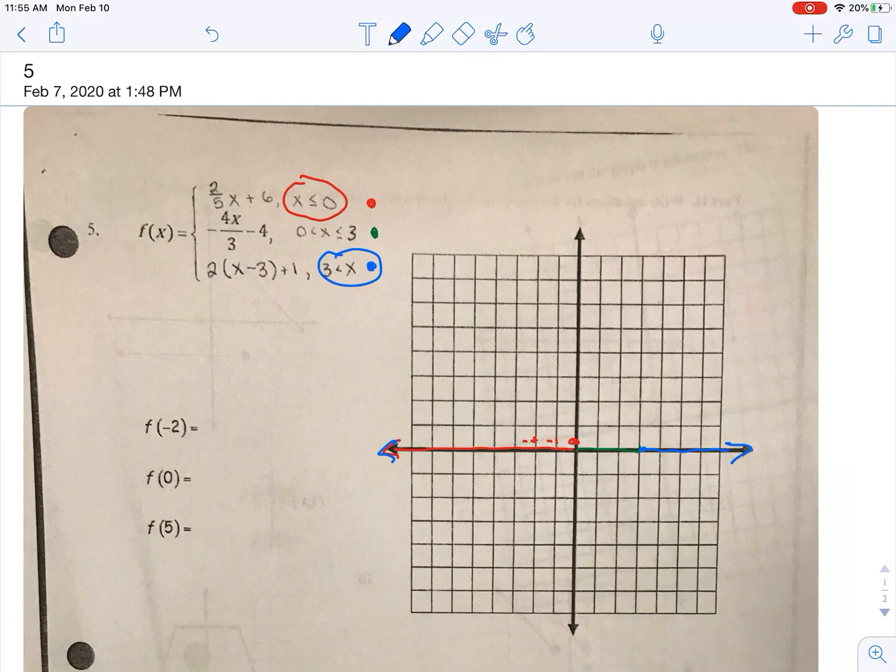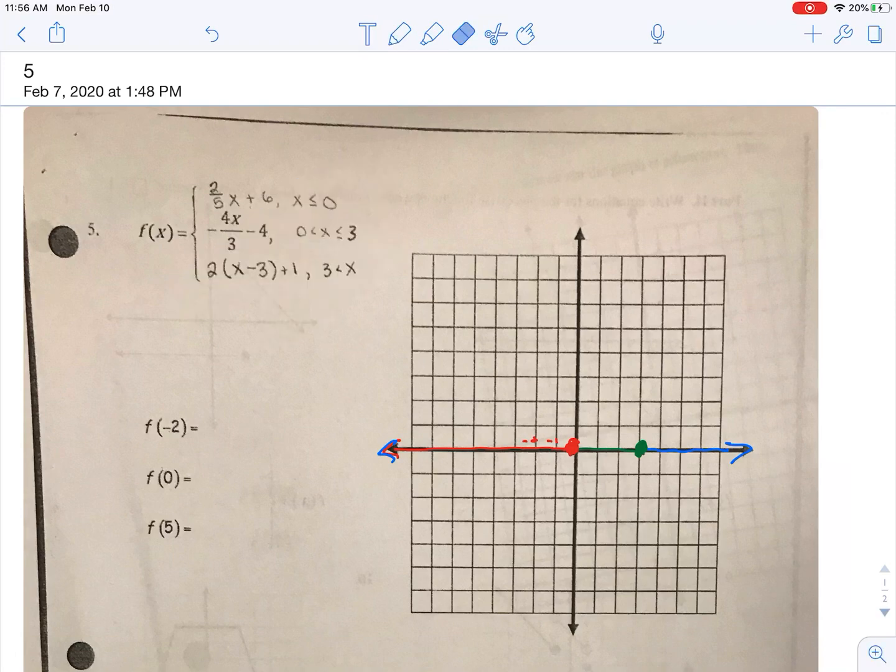The only thing I have to think about is the transition points. There's only a couple here. When I'm at 0, is it a part of the top one or the second one? Well, it's part of this one, because this says x is less than or equal to 0. So 0 is going to be with the red part, so I'll put a solid dot there. And then green, I'm going to make the transition 3 part of the second one, because it says or equal to 3. So 3 is going to be part of the green graph.